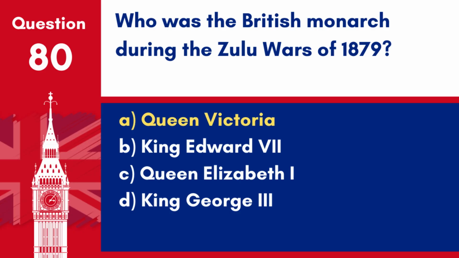Answer: A. Queen Victoria. Queen Victoria was the British monarch during the Zulu Wars of 1879, a conflict in South Africa between the British Empire and the Zulu Kingdom.